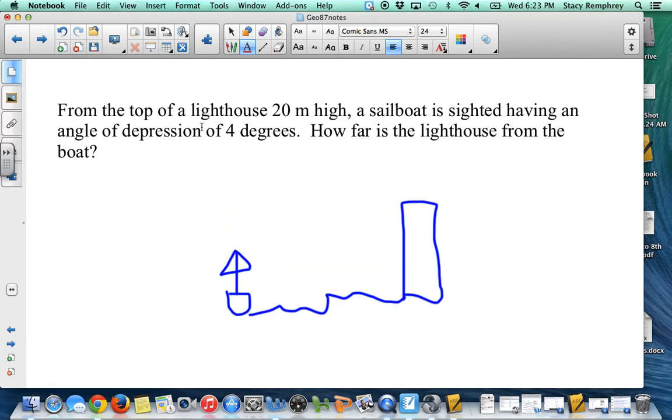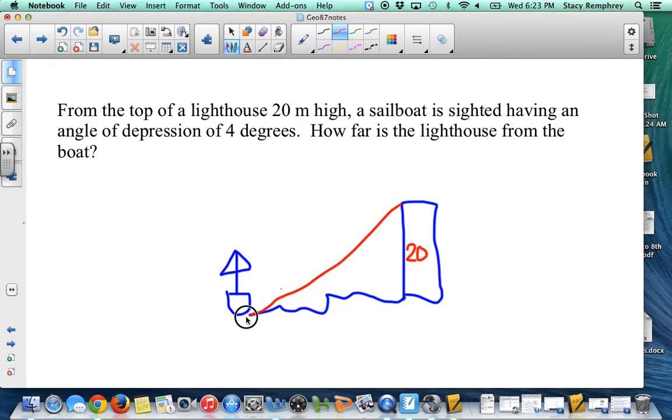All right, for the last one, from the top of a lighthouse 20 meters high. So again, we're told this is 20. We know how high the lighthouse is. A sailboat is sighted having an angle of depression of 4 degrees. Now, angle of depression means the amount from the horizontal, that's your straight ahead, how many degrees you lowered your eye. So this is 4 degrees. The angle of depression is from the horizontal down. Not the vertical, the horizontal down. So since this is 4 degrees, alternate interiors are congruent. This must be 4 degrees.